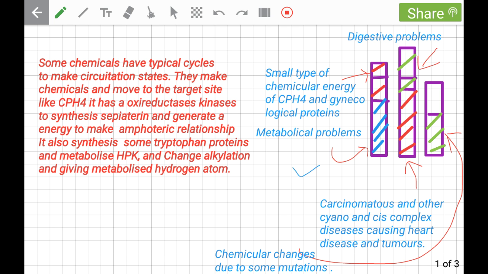So the metabolic system is regulated by some agents and some atoms structure. So the second thing is the small type of cellular and chemical changes of CPH4 and gynecological proteins.